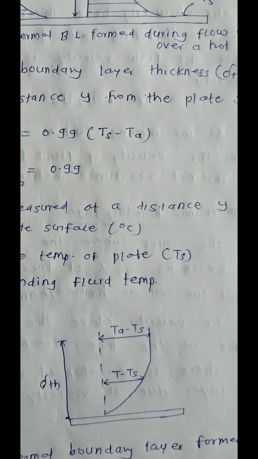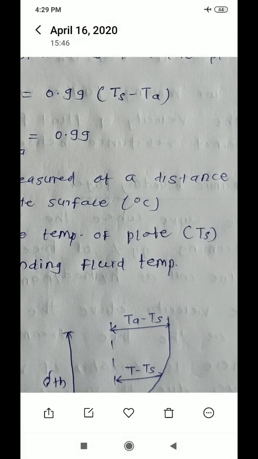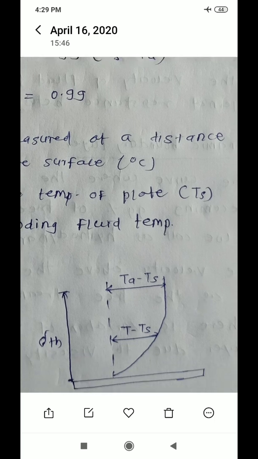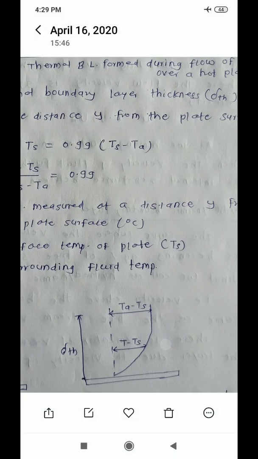So this diagram is for when the temperature of the surrounding fluid is higher as compared to the flat plate, that is the second condition, Ta greater than Ts. So what is the profile for that case? It is the same profile as the hydrodynamic or velocity boundary layer. Whatever profile we got there, the same profile we get if the temperature of the surrounding fluid is higher than the flat plate temperature. So this is the diagram for Ta greater than Ts.